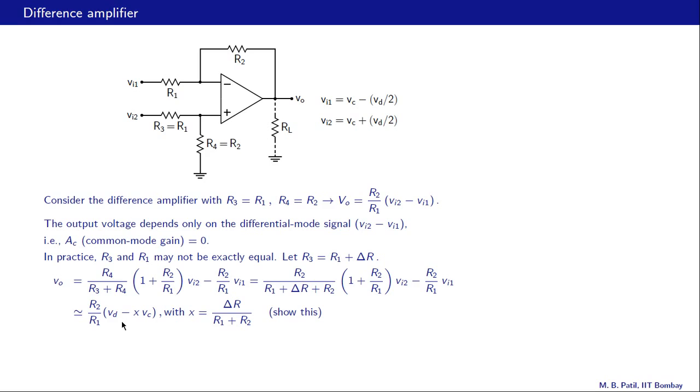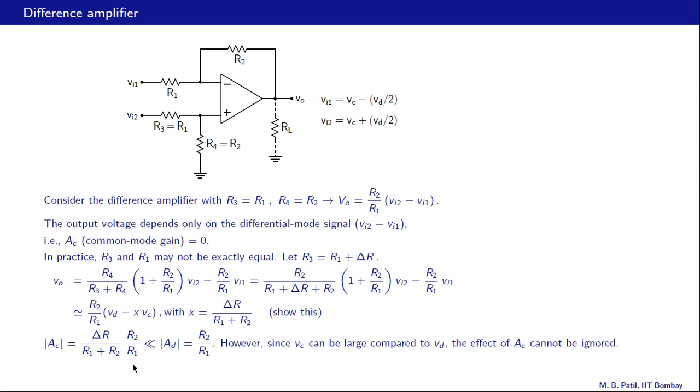Now the minus sign is not so important, so we will only talk about magnitudes. So the magnitude of AC, the common mode gain, is R2 by R1 times x, where x is delta R divided by R1 plus R2. This of course is a small number because delta R is small compared to R1 or R2. And AD, the differential mode gain, is R2 by R1, and that of course is the same as before. So clearly AC is much smaller than AD because we have this small pre-multiplier here, and that is good news of course.